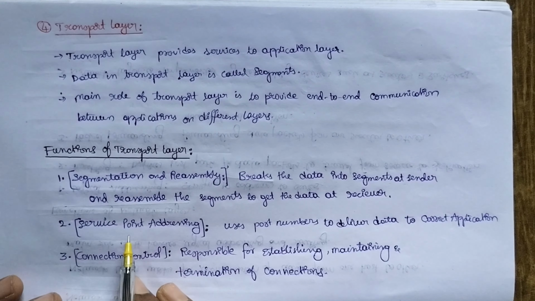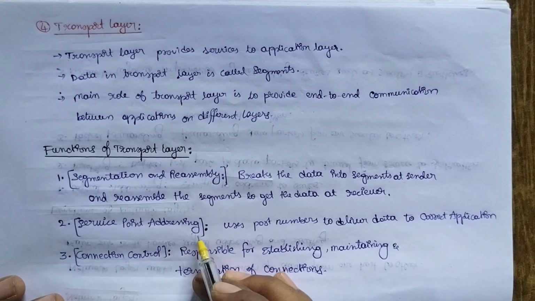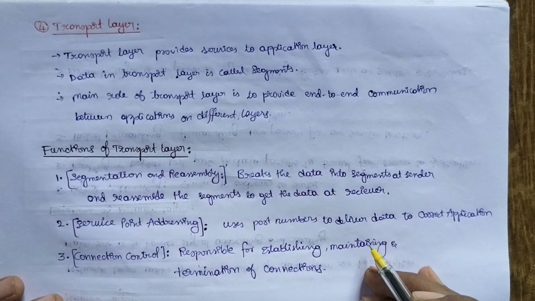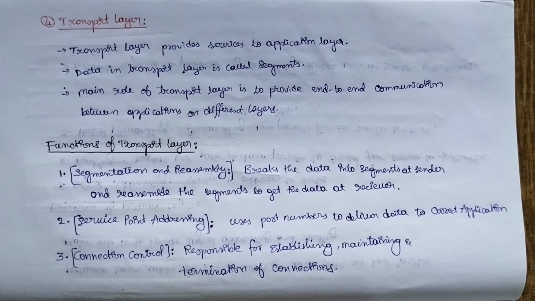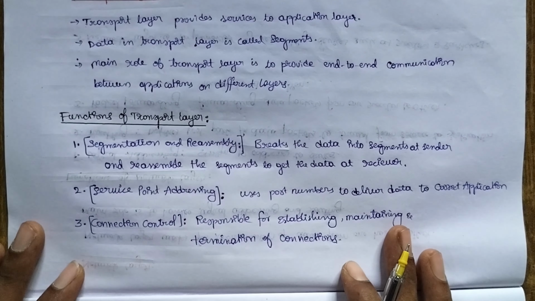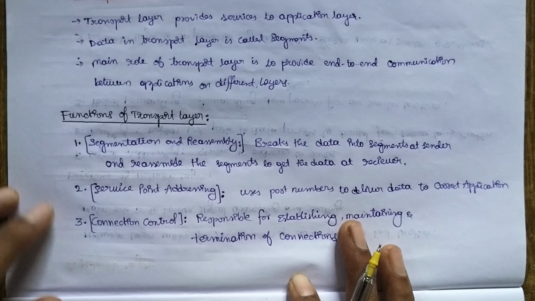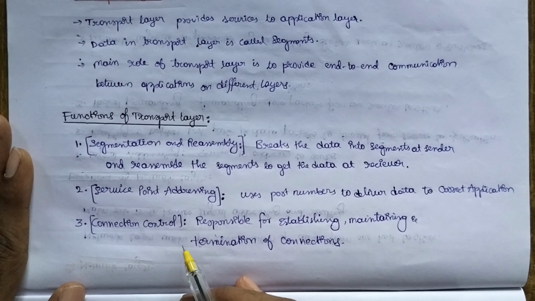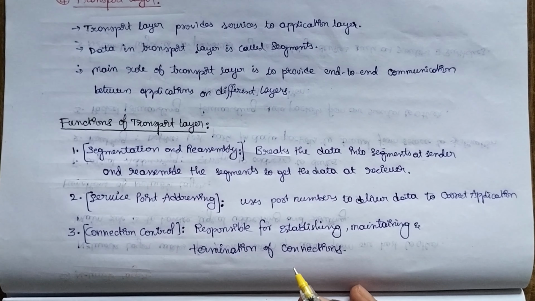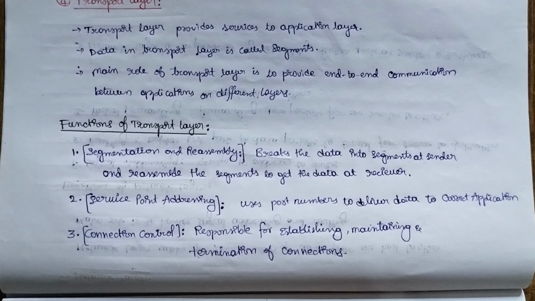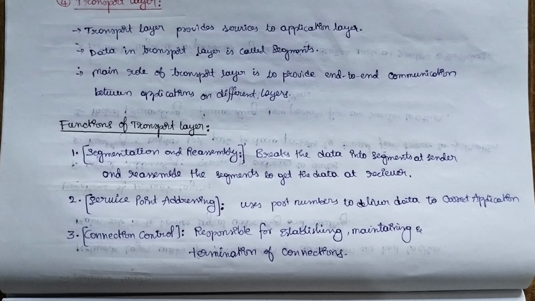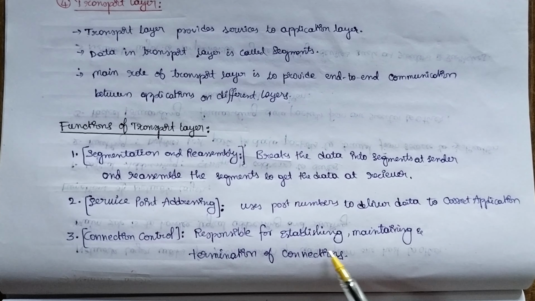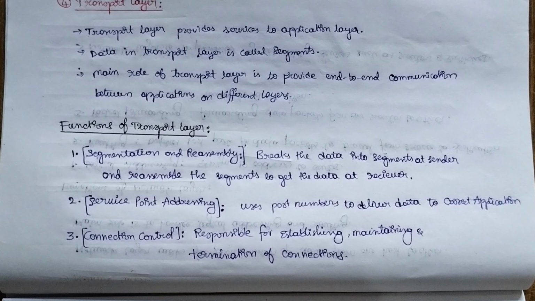The second function of the transport layer is service point addressing. It uses port numbers to deliver the data to the correct application. It ensures that the data is delivered to the correct application, the correct destination. The third one is connection control. The transport layer is responsible for establishing, maintaining and terminating connections. It should ensure how the connection will be established, how the connection will be maintained and how the connection will be terminated.